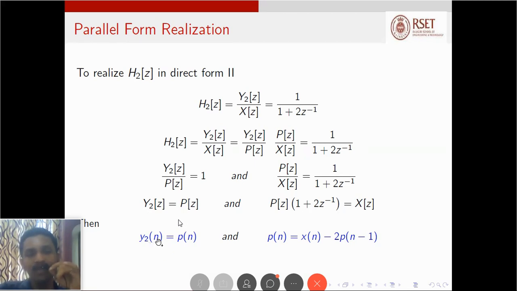Then you will get y2 of n is equal to p of n, and p of n is equal to x of n minus 2p of n minus 1. After taking the inverse Z transform on both sides, you will get y2 of n is equal to p of n, and p of n is equal to x of n minus 2p of n minus 1.